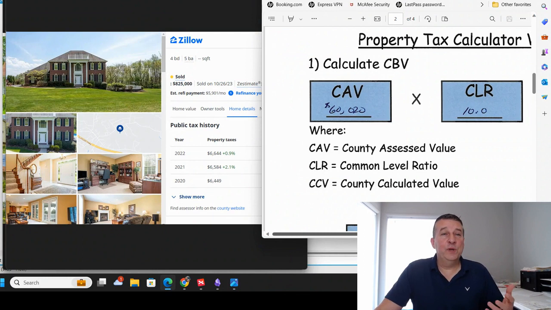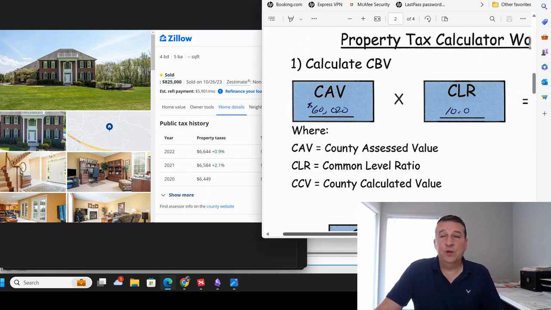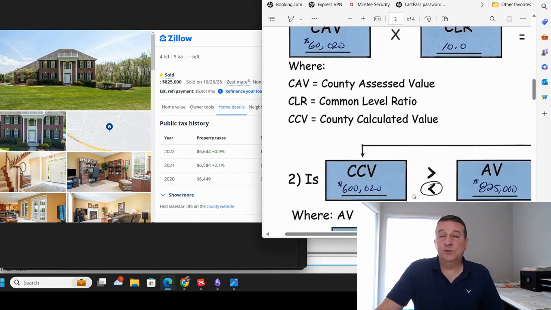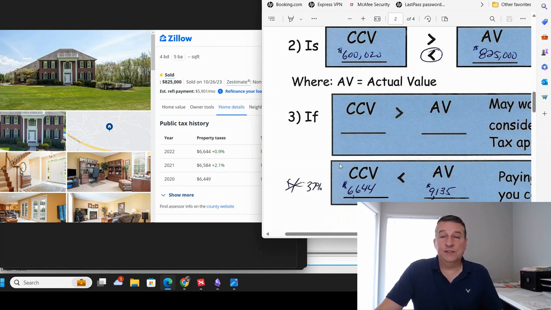Okay, example number two, we have a large brick, really nice 4-bedroom, 5-bath home sold just less than a week ago, October 26th, for $825,000. This one, let me move this over a little bit. The county tax assessment is $60,020. And so I punched that in here to the county assessed value. We have our common level ratio, which is 10.0, comes out to $600,020. So we drop that down here: 600,000 less than 825. In this particular case, it is.